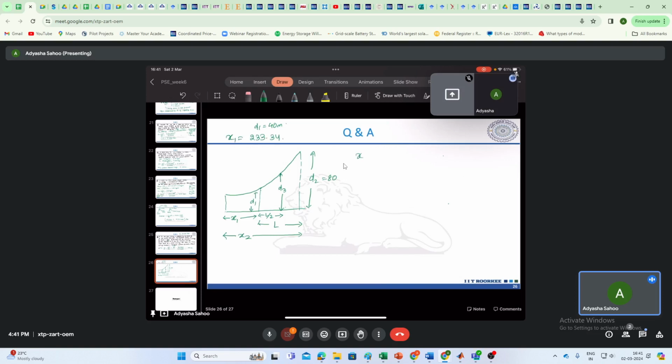Now x2 was L by 2 plus h t by w l. So that will give us 433.33 meters.